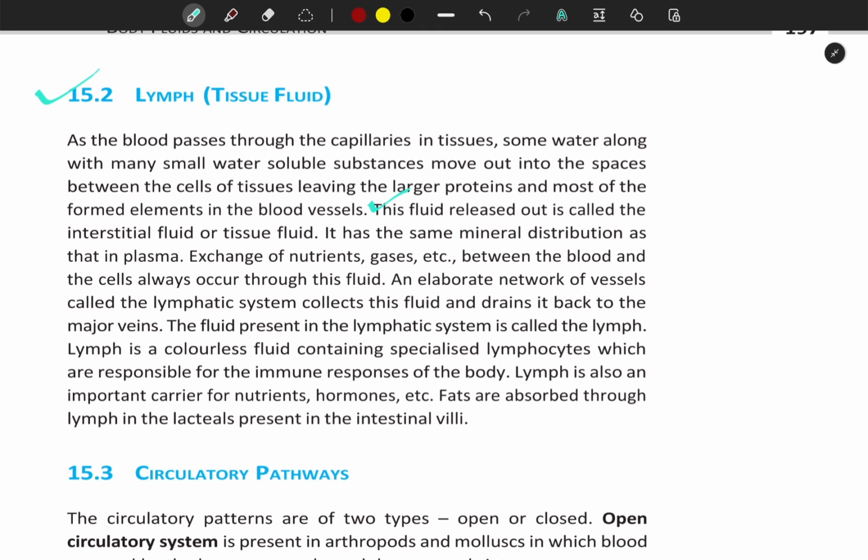An elaborate network of vessels called the lymphatic system collects this fluid and drains it back to the major veins. The fluid present in the lymphatic system is called the lymph. Lymph is a colorless fluid containing specialized lymphocytes which are responsible for the immune responses of the blood. Lymph is also an important carrier for nutrients, hormones, etc. Fats are absorbed through lymph in the lacteals present in intestinal villi.